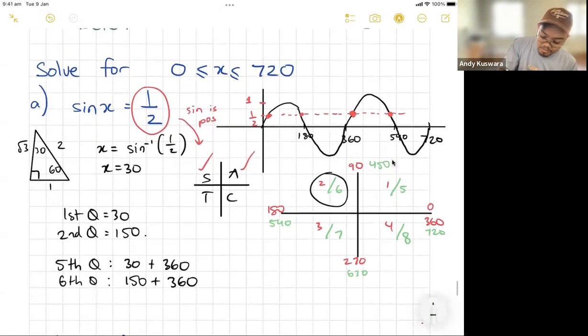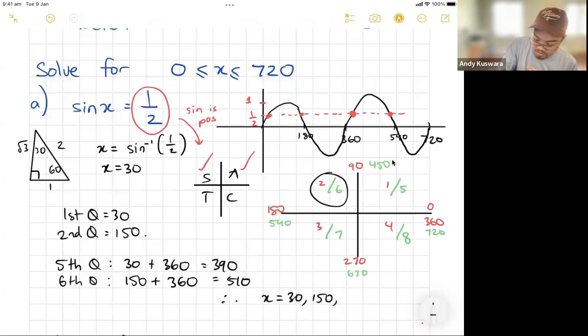So for this one here, that becomes 390. That becomes 510. Yeah, 510. And so that'll be your 4 solutions. Therefore you can say that x will equal 30, 150, 390, and 510. And you can see here, hopefully, that all of our solutions lie in between 0 and 720, and we've got all the positive half solutions in between there.